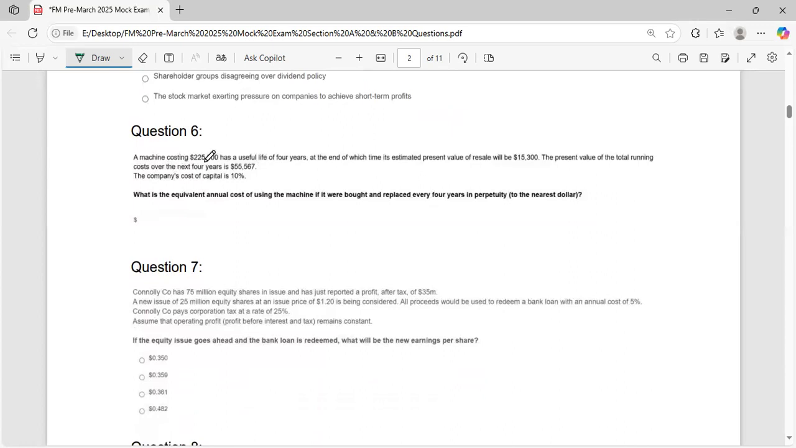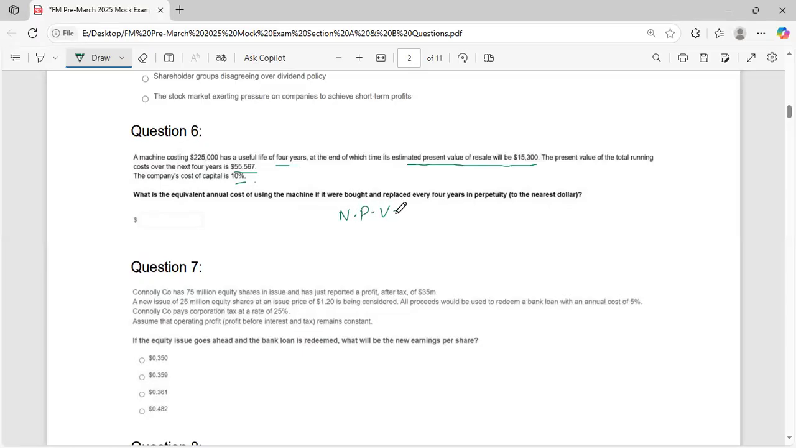A machine costing 225,000 has a useful life of 4 years, at the end of which the estimated present value of the resale is 15,300. Present value of the total running cost over the next 4 years is 55,567. Cost of capital is 10%. What is the equivalent cost of using the machine if it were bought and replaced every 4 years in perpetuity? So first we need to do what? First we need to determine our net present value. And what is the net present value?